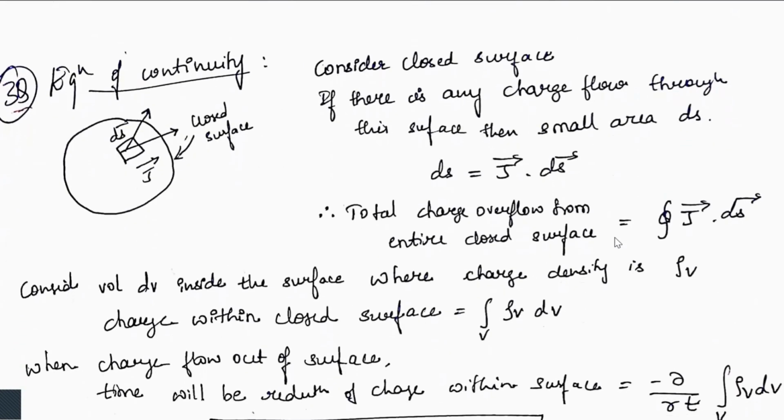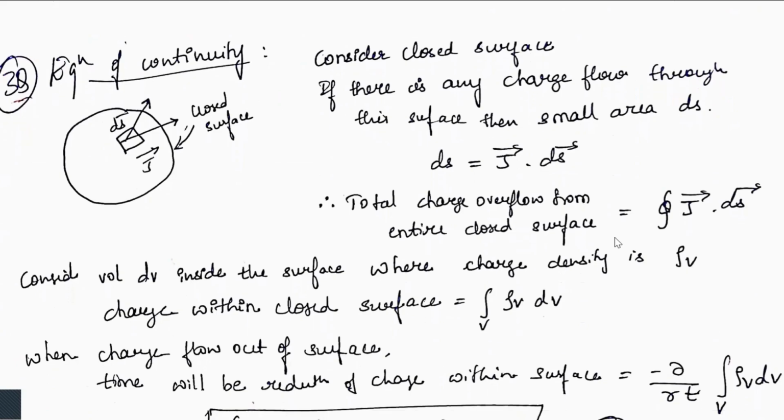Equation of continuity, this is an important derivation. Here consider a closed surface. If there is any charge flowing through the surface, consider a small area dS. That dI will be J vector, that is current density, dot dS vector. Now the total charge flowing out of the entire closed surface will be the integral of J vector dot dS vector, adding all those small contributions.